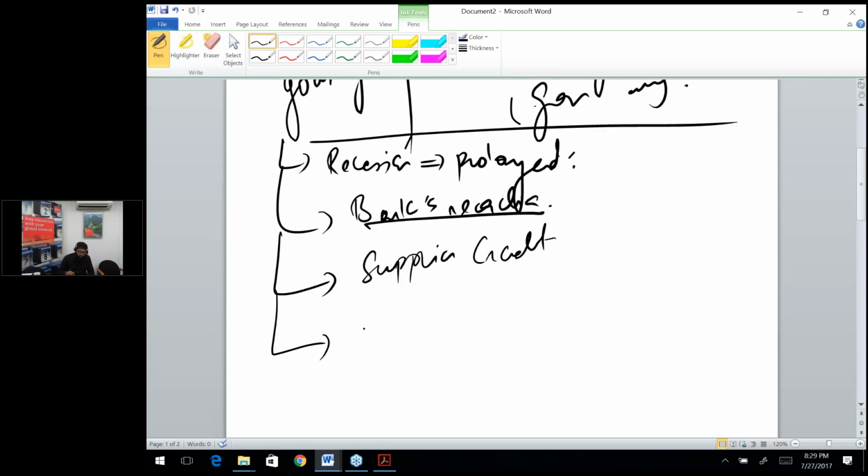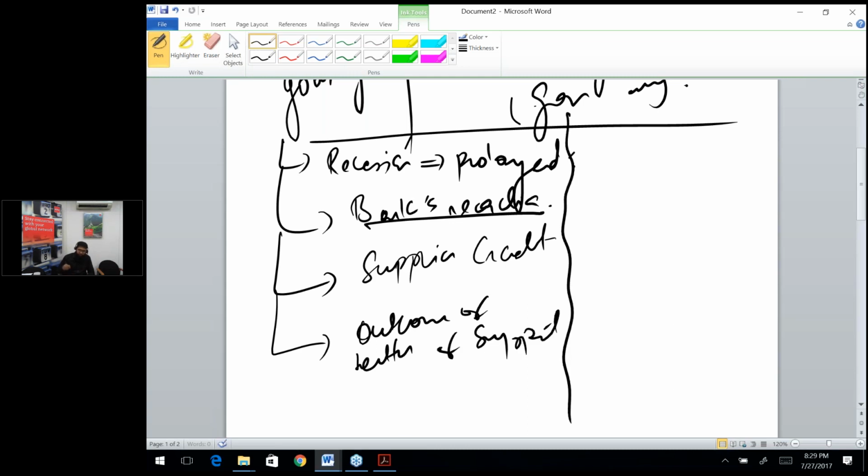Furthermore, the outcome of the letter of support. So there are going to be various factors which would indicate if the entity will be a going concern or not. So my thing is that I know what the risks are, what the things are that could prevent the entity from becoming a going concern.